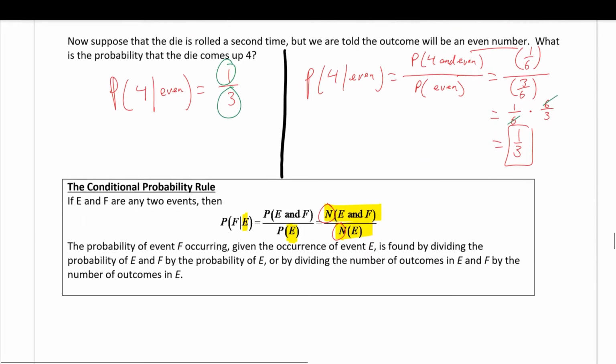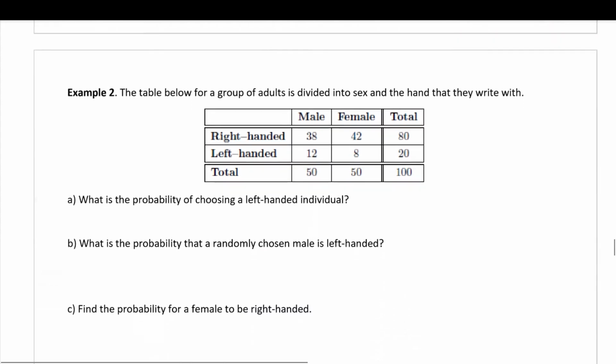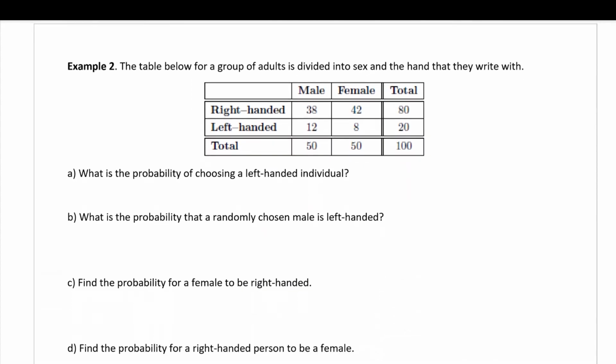All right, so let's continue on with this example. And for conditional probabilities, using tables is really nice. You'll see why. So we have this table of a group of adults that are divided into sex and then the hand they write with, either left-handed or right-handed, and male or female in this case. We can clearly see that the totals, columns, and rows are already calculated for us. We also see that there's a total of 100 participants in this survey.